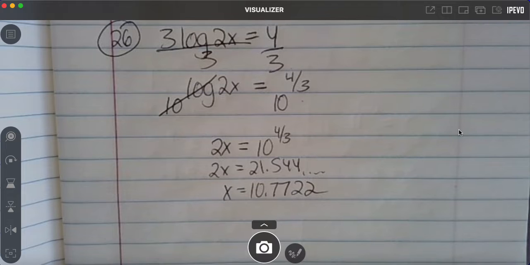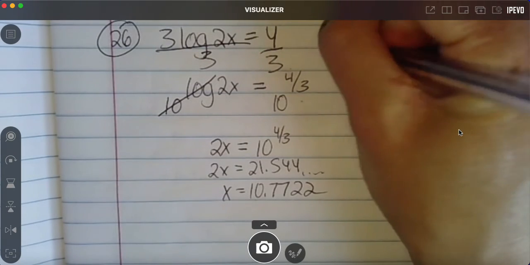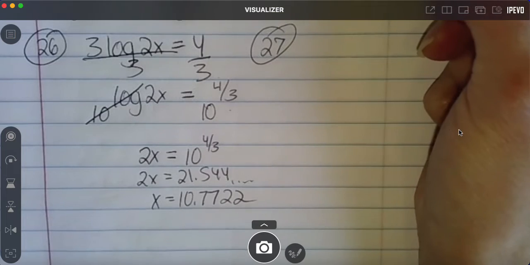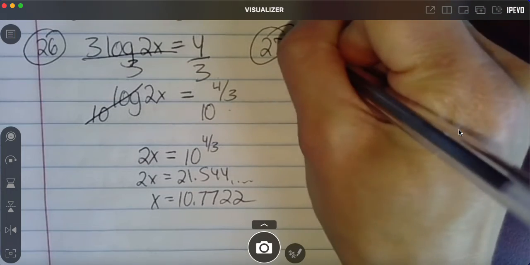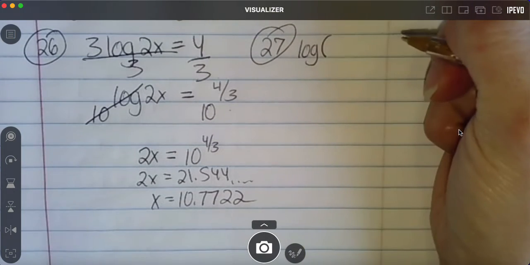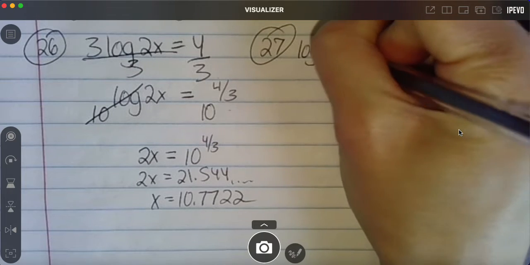Because number 27, what do they give us? They give us the log, so we're going to use the base 10. I think 27 may be easier than that one. Log. Do y'all need a second to write?